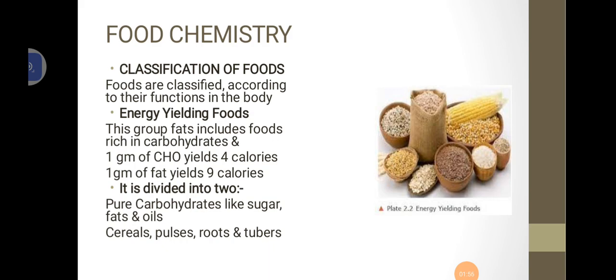It is divided into two groups: pure carbohydrate like sugar, and fat and oil. The other group is cereals, pulses, roots, and tubers.